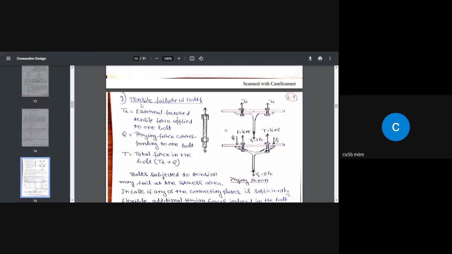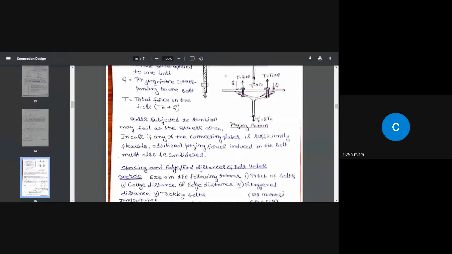This is called prying action. Through prying action, the bolt will fail due to tension. Say for example, this is a beam section hung by a plate. Whenever you apply load on this I section, especially in case of cranes, the I section will try to come down. As a result, the edge presses against the top plate. So this bolt is going to be subjected to tension and the bolt may fail due to tension. That is called tensile failure of bolts.